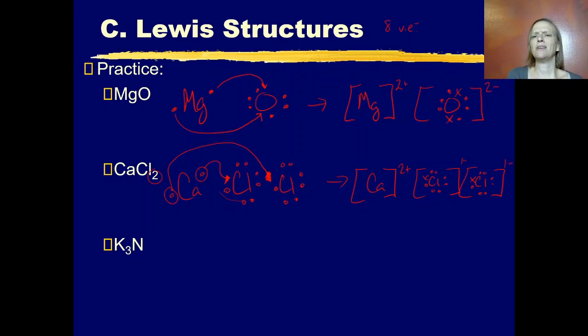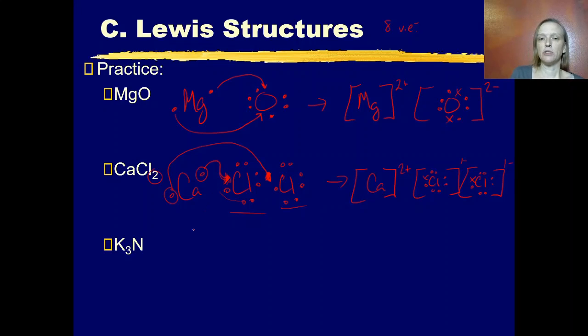So the reason we needed 2 chlorines here is because each chlorine only had room to accept 1 electron, but calcium wanted to give up 2 electrons. So I needed 2 chlorines around. 1 chlorine could accept 1 electron, and the other chlorine could accept the other electron.